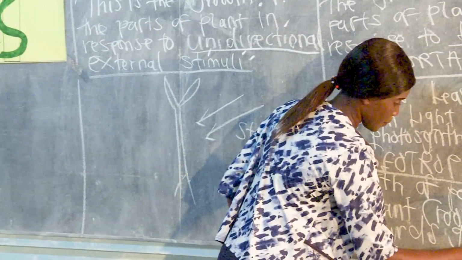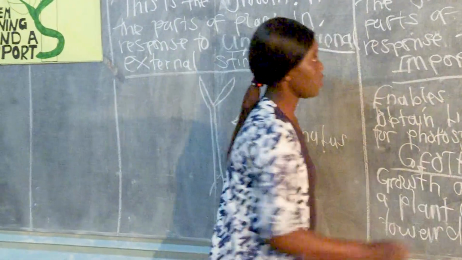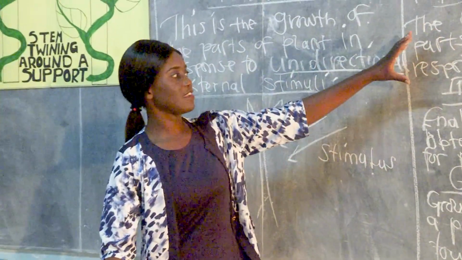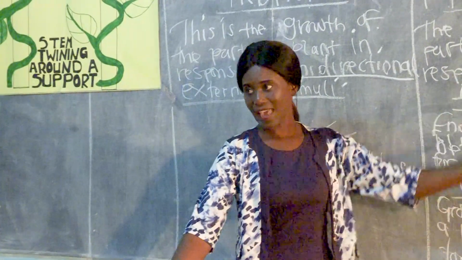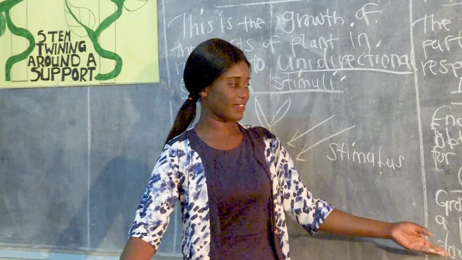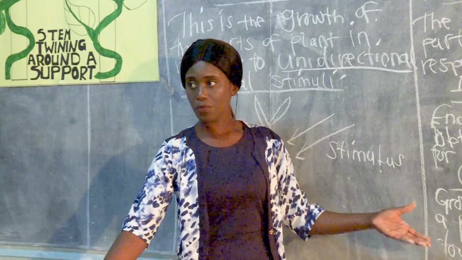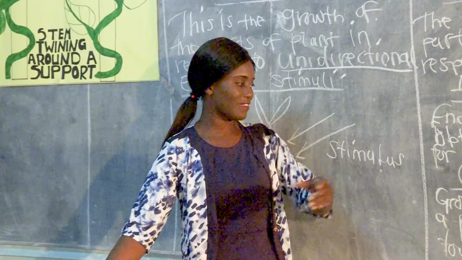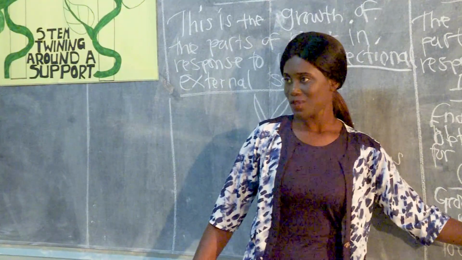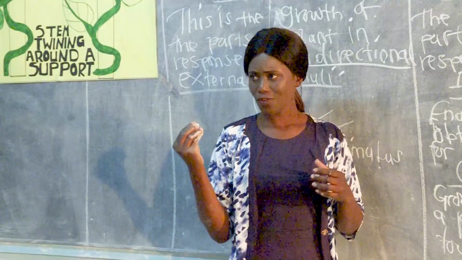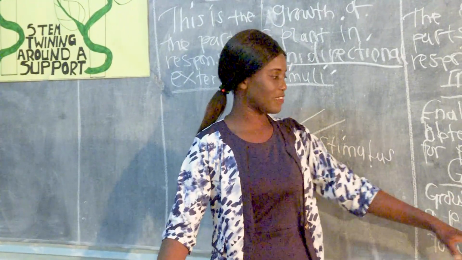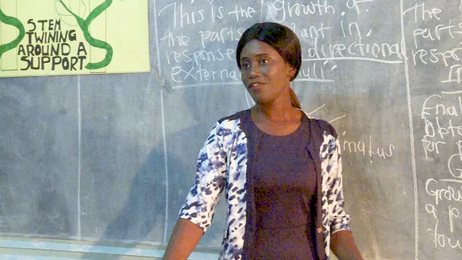Okay, so earlier when we were looking at phototropism, we said the shoots are the ones that grow towards the light. But here it's different. Yes, the parts of the plant that grow towards gravity are the roots. It's not the whole plant, but just a part of the plant. So in geotropism, it's the roots that are involved.